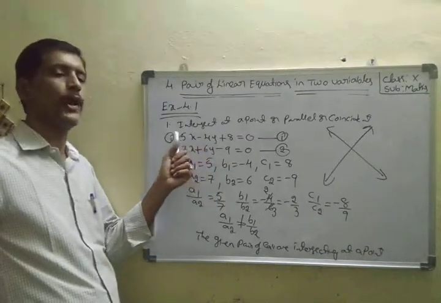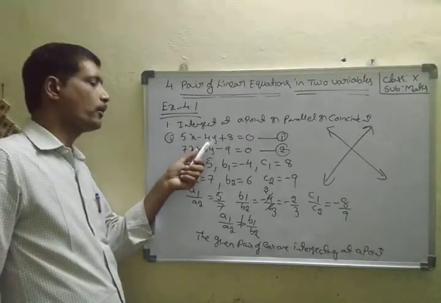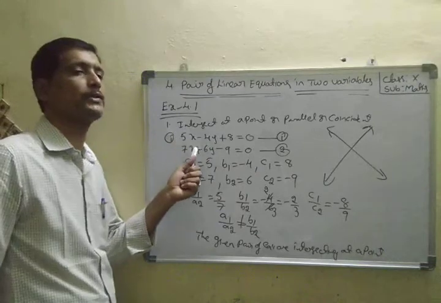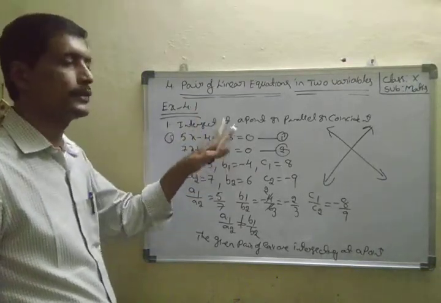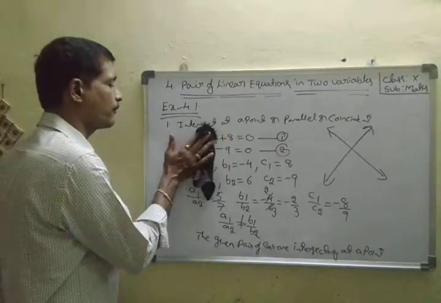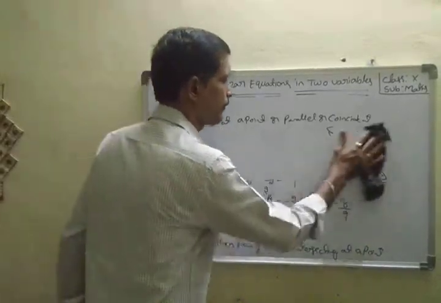This order is very important. Sometimes y is given first, suppose 4y minus 5x is given. First write the x value, next y, next the constant. That is, the order is maintained. That is very important.